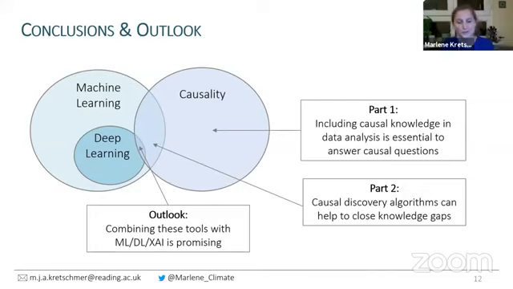And I wanted to end with a very optimistic statement. I think it's really an exciting time to do causal guided machine learning, as there's a lot left to do, both from the application and the lab side. So thank you.